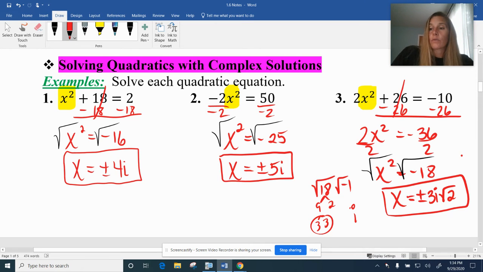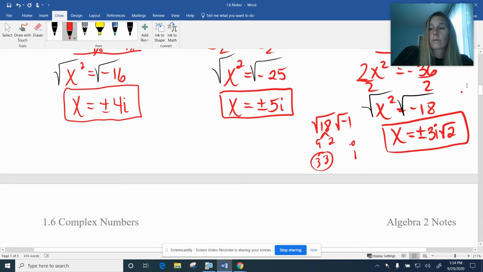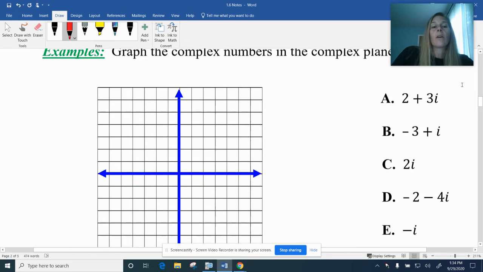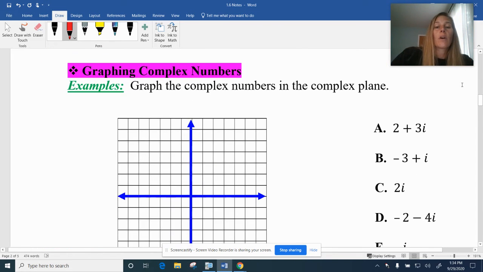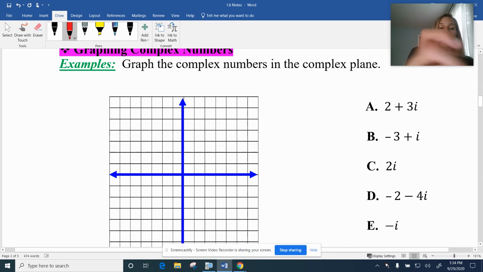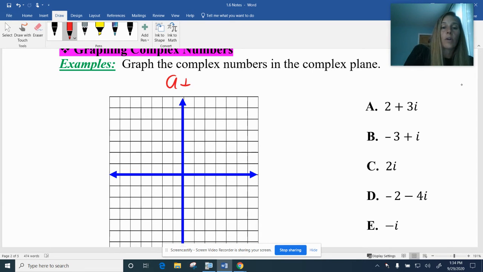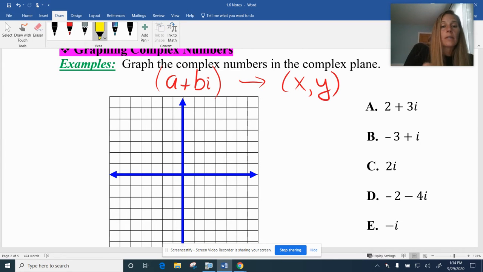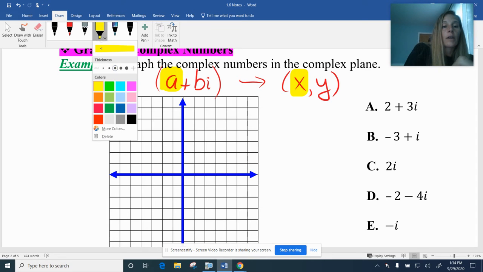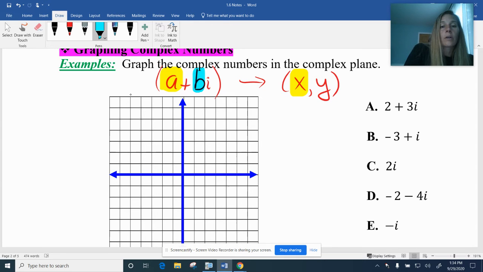All right, so let's see if I can scroll down a little bit here. All right, so now we're going to move on to graphing complex numbers. So when we have a complex plane, basically how it converts over to a graph is we know the standard form is a plus bi, and you're going to take those coefficients and make them an ordered pair. So basically your real number is going to be your x value, and your imaginary number or coefficient there is going to be your y value.